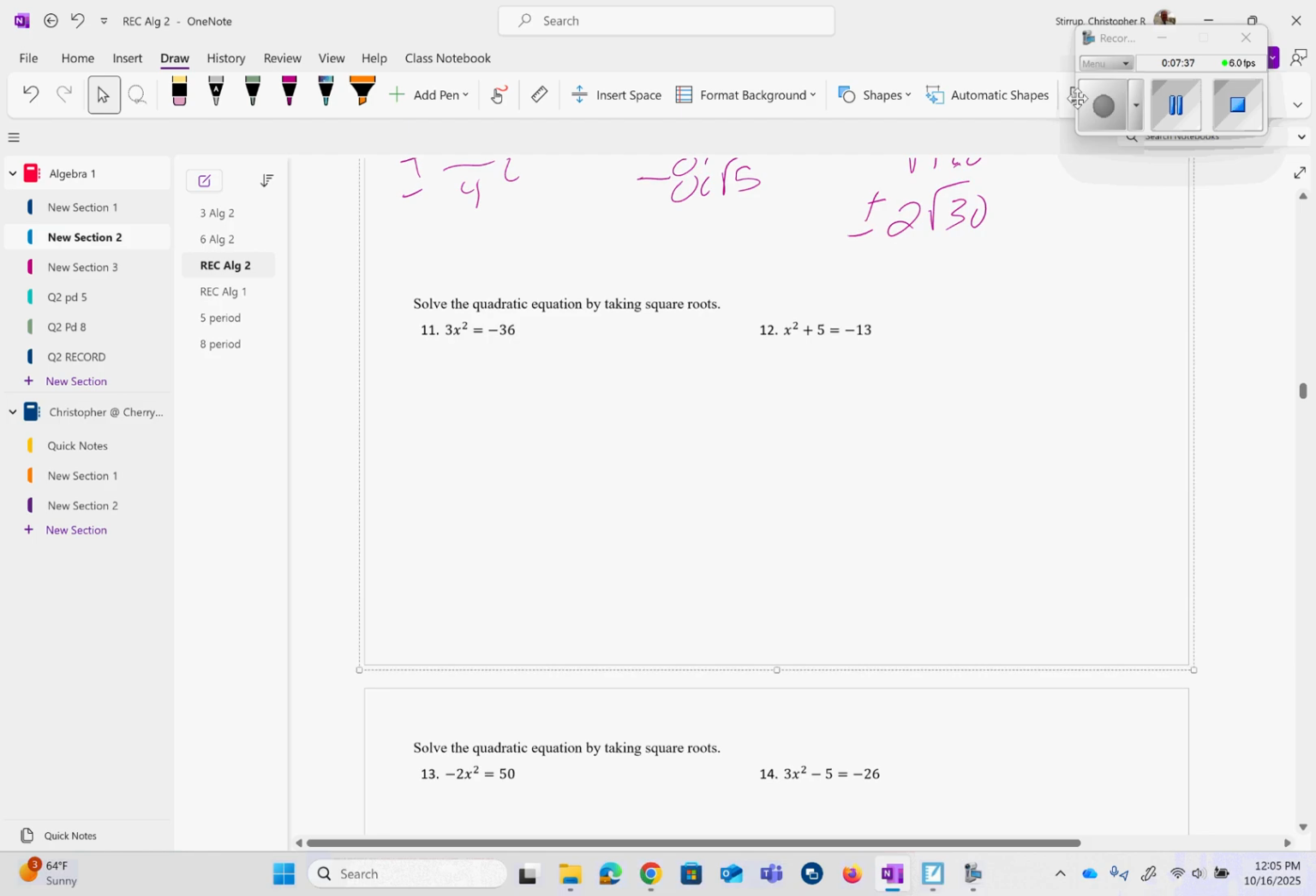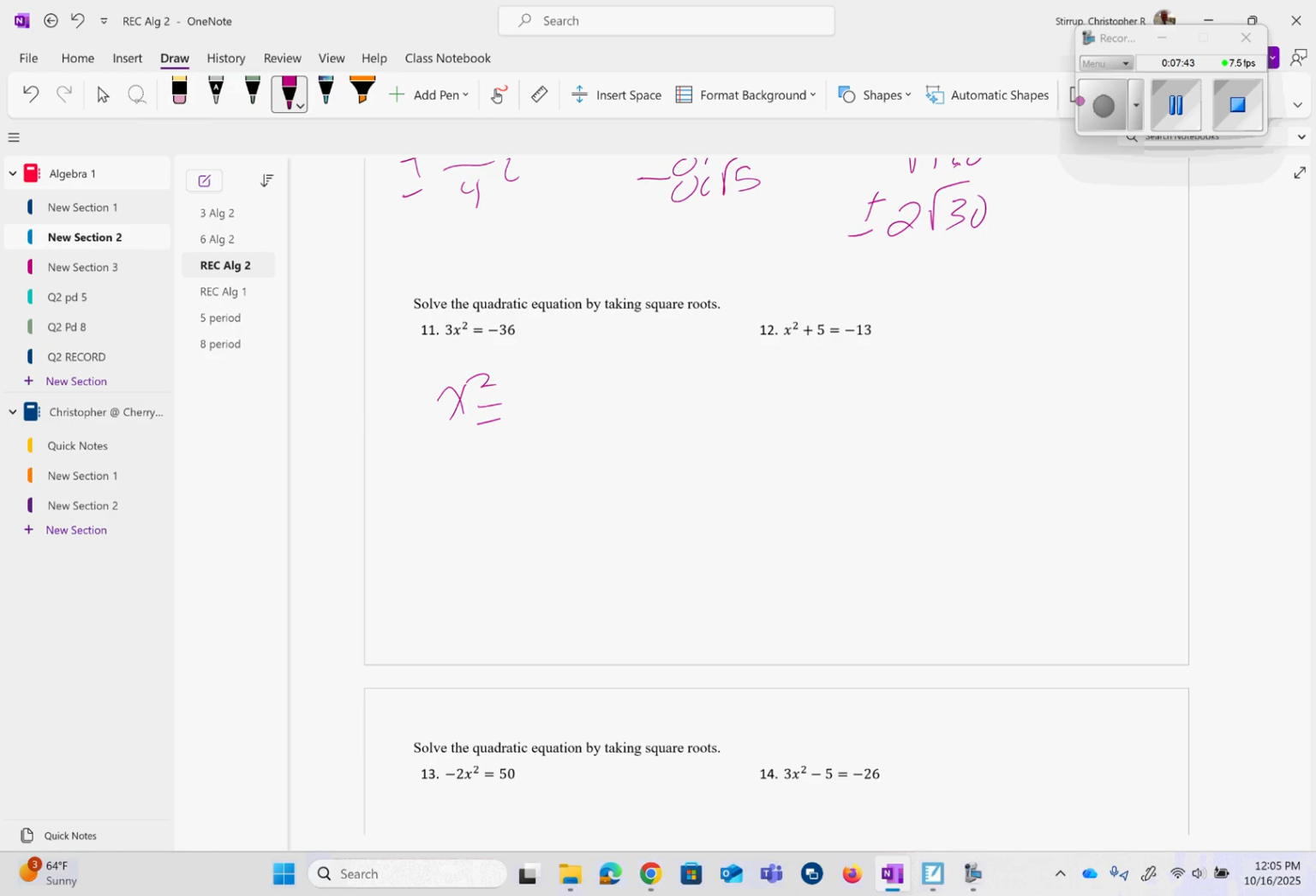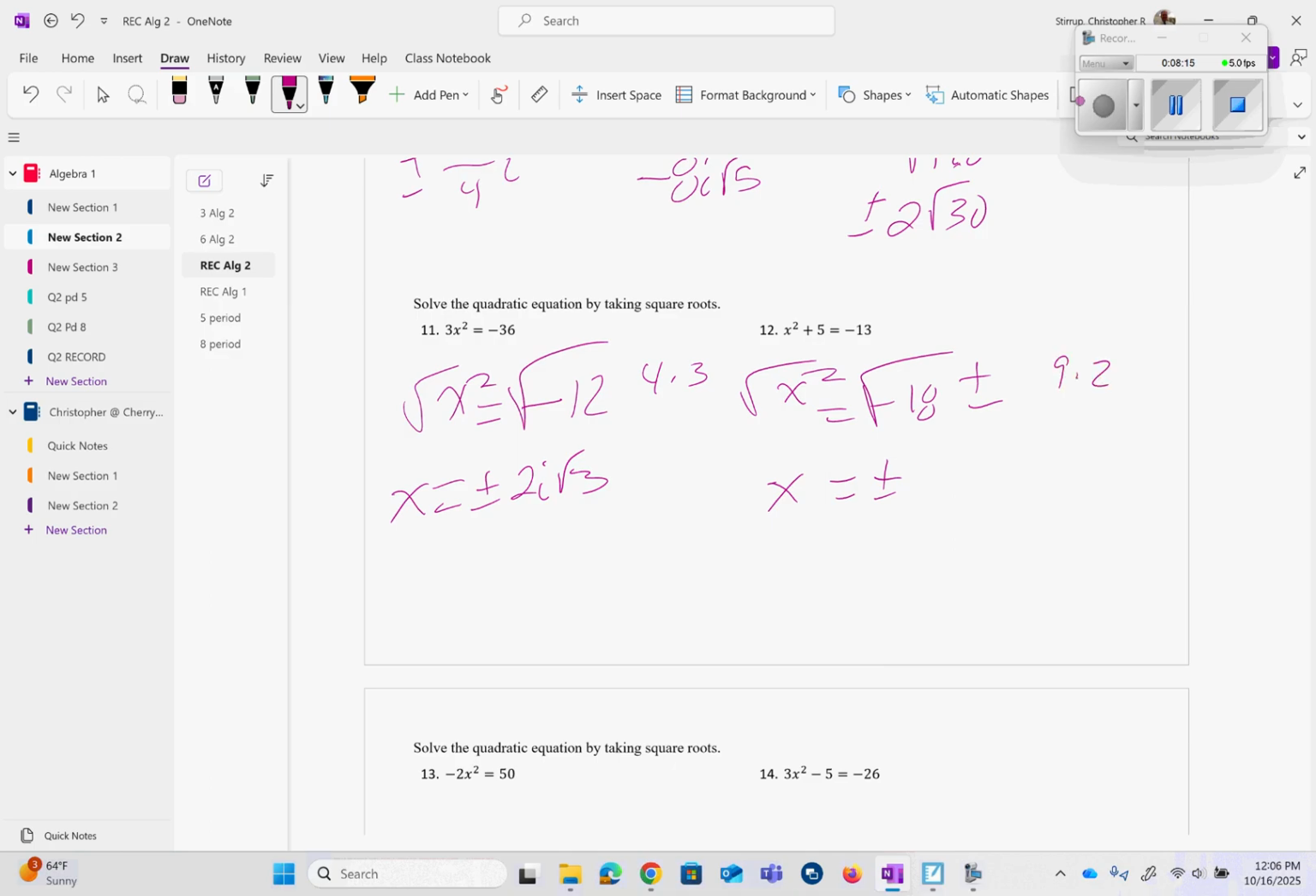Number 11, we are going to go ahead and divide each side by 3. So that's going to give me that. Take square root, don't forget the plus minus. So 12 is 4 times 3, so I'm going to get 2i root 3. I'm going to subtract 5 from both sides here. Root, don't forget the plus minus. Okay, so that's going to break down to 9 times 2, so that's 3i root 2. There's our answer.